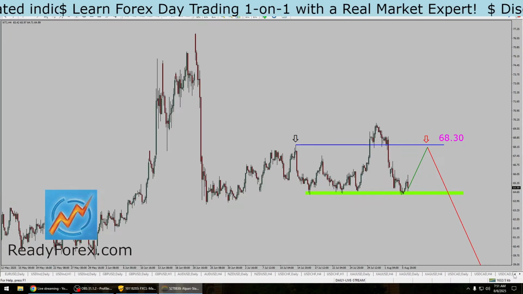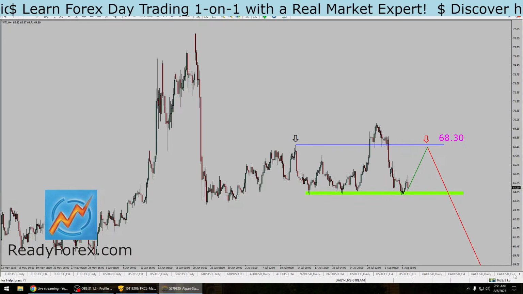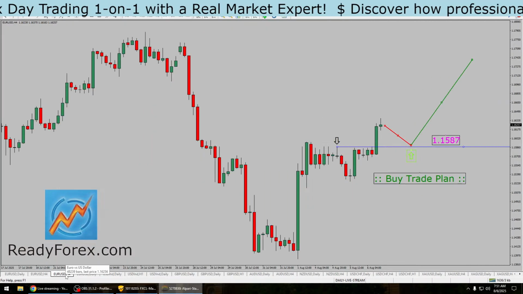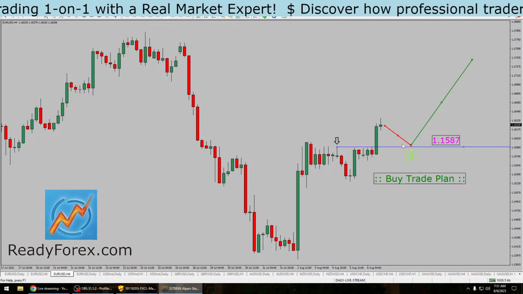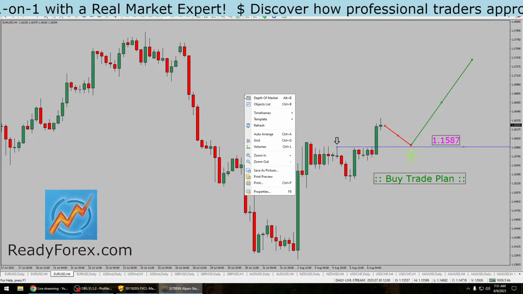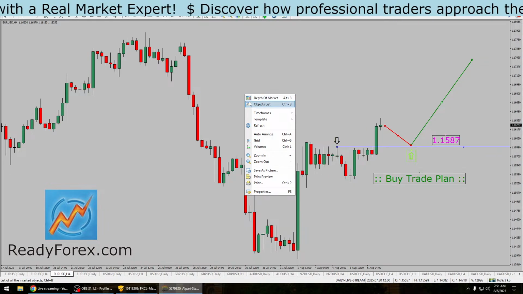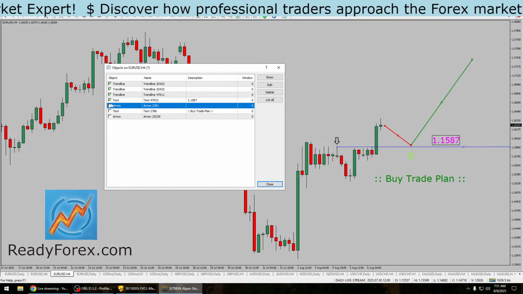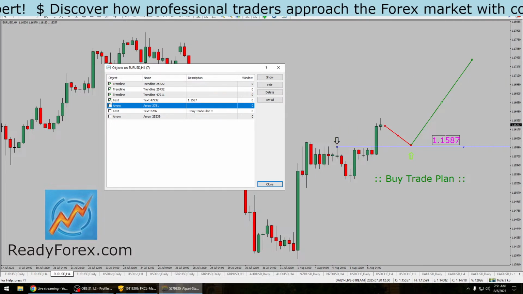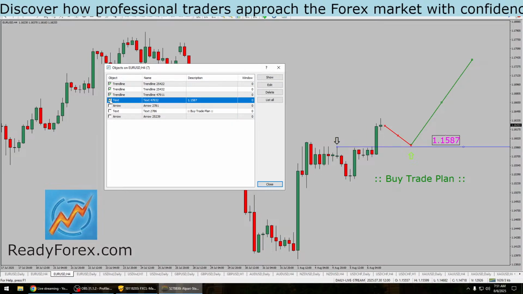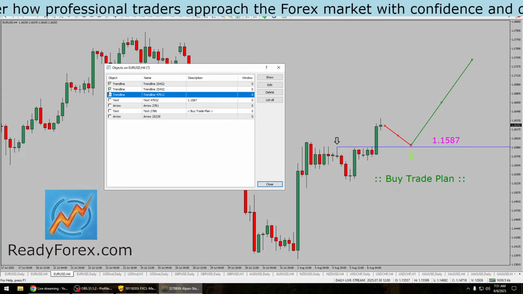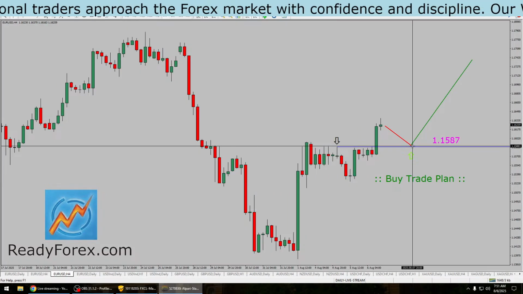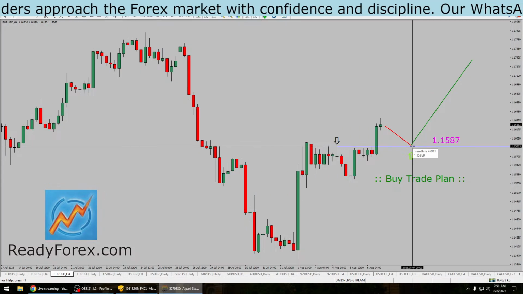I think I covered most of these major currency pairs as well. Let me go back to the euro. Regarding the euro, we might get a pullback around the 1.1587 area. If we do get such a pullback, that would be a potential buy zone, or a good area to look for a buy setup right up here.